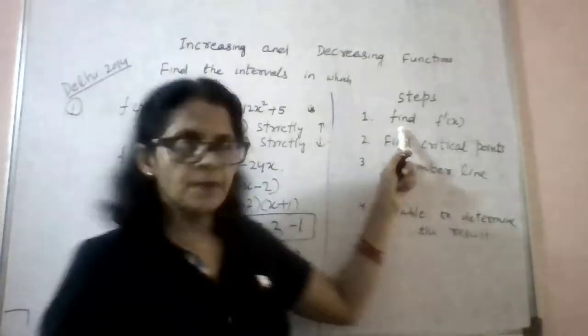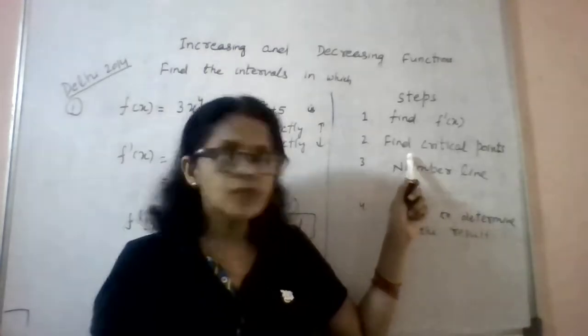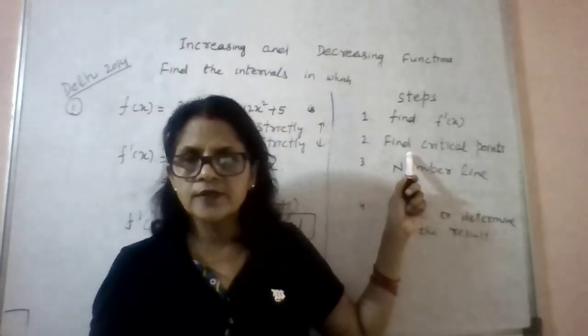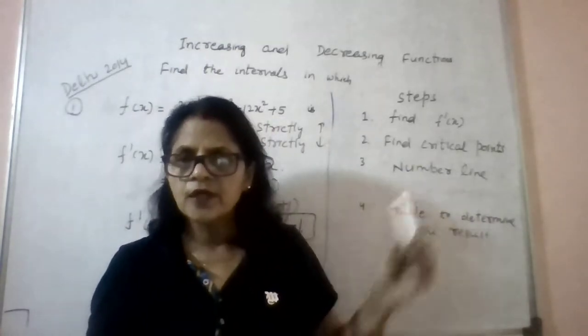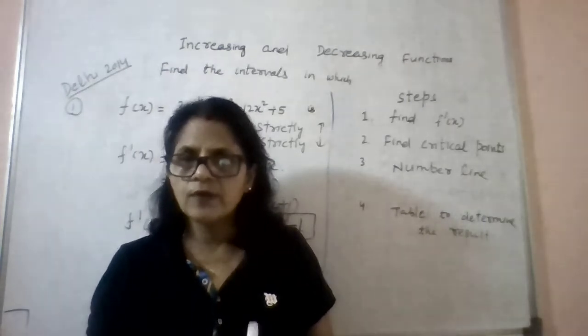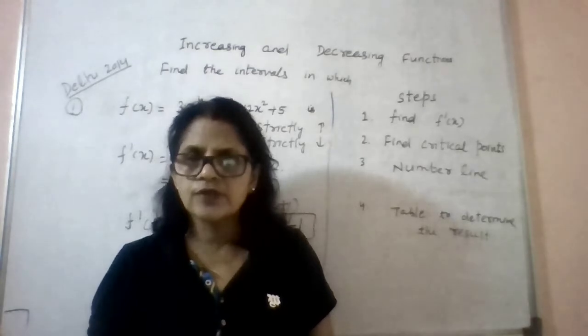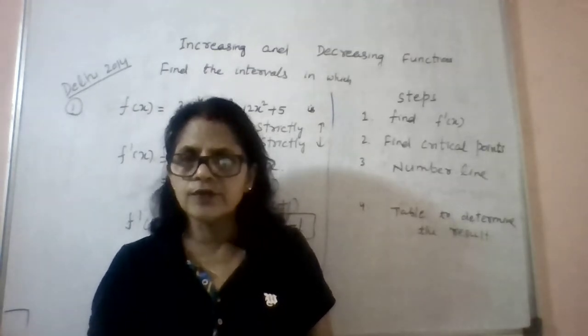First step is find f dash x. Second step is find critical points. Critical points means the points at which the first derivative equals 0. It means the points at which f dash x equals 0.